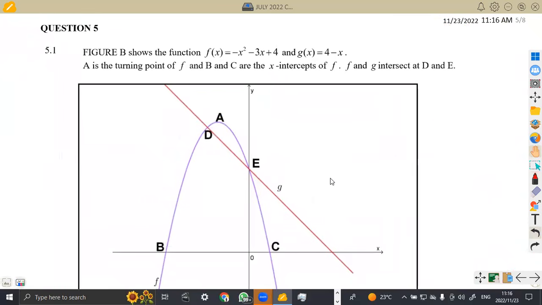Okay, question 5. We are given Fig B, which shows the function f of x, which is equivalent to negative x squared minus 3x, and g of x, which is equivalent to 4 minus x. So g of x is a straight line, and the other one is a quadratic graph. This is g of x, which is y equals 4 minus x. And f of x is y equals minus x squared minus 3x plus 4. That's what you're given. And these two graphs intersect at D and E, as we can see from that part.